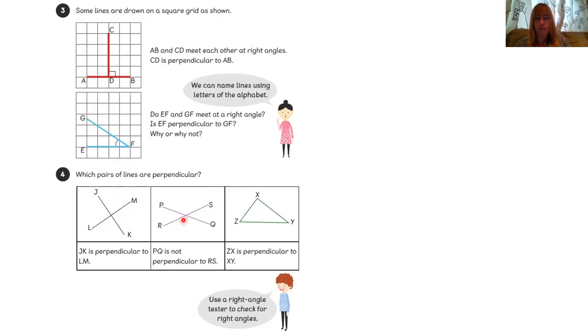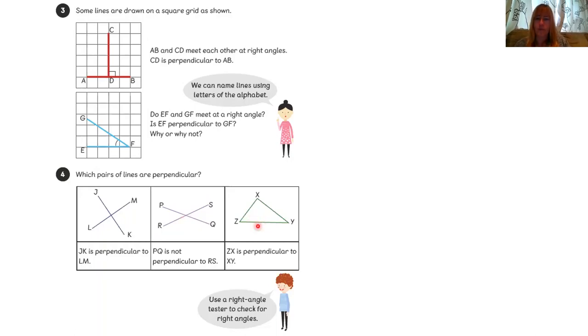But here, PQ and line RS, well, these angles are not right angles. This is an acute angle, obtuse angle, another acute angle, and another obtuse angle. So PQ is not perpendicular to RS.